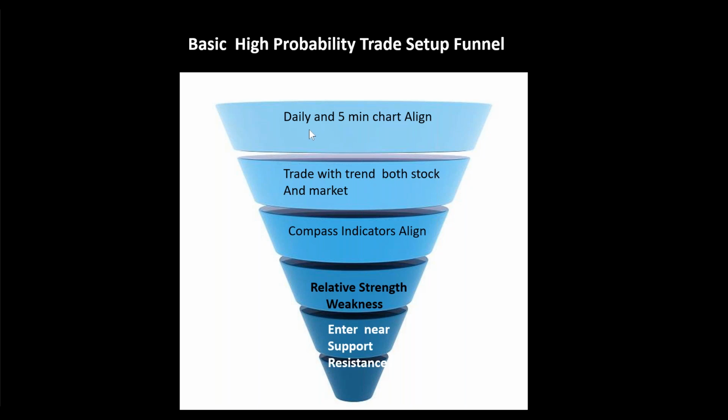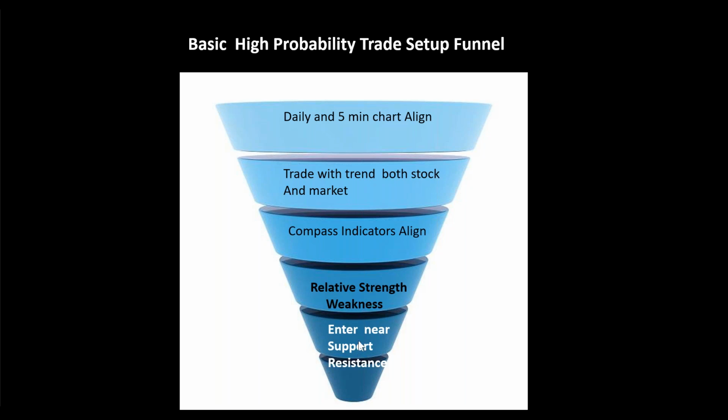If you have a daily chart that's bullish and the trade goes against you a little bit, but the daily chart's still bullish, you can hold on to it during the day. You can hold it overnight. You can hold it for a week if you need to. So the daily chart and the 5-minute chart both need to be aligned in the same direction that you trade. Obviously, you want to trade with the trend, both the stock and the market, if there is a trend. And then critical, you've got to have the Compass indicators aligning. I'll show you the Compass indicators and how you identify the alignment. It's very, very simple. And then you want to trade relative strength and relative weakness, as we've mentioned.